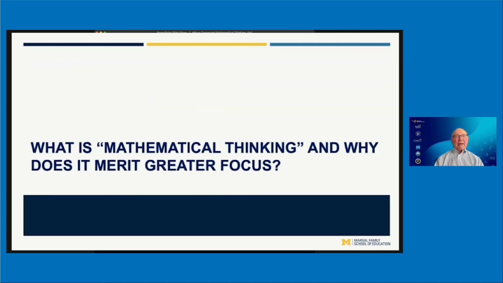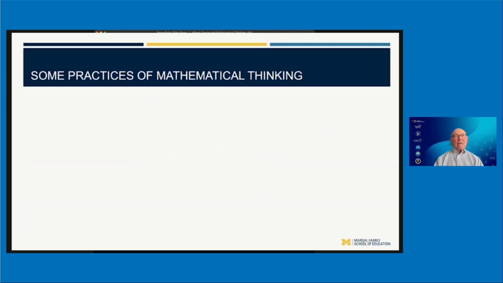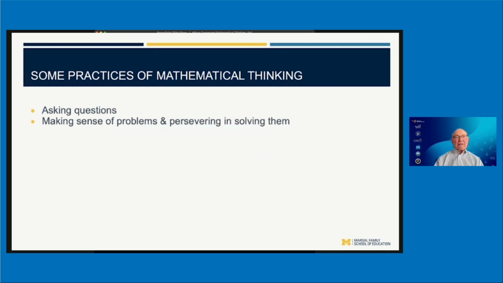So first of all, what is mathematical thinking and why do we care about it? We don't see people thinking, but we do see what they do when they're doing mathematics. And so what I want to list is a few of the mathematical thinking practices, the kinds of things people do when they're doing math. So things like asking questions. Making sense of problems and persevering in solving them. Looking for and using patterns and structure. This is very important. All these are pretty big ideas, but they're kind of summary descriptions.